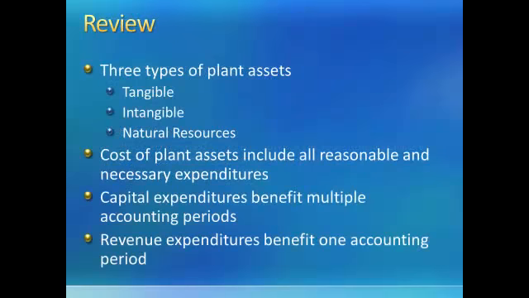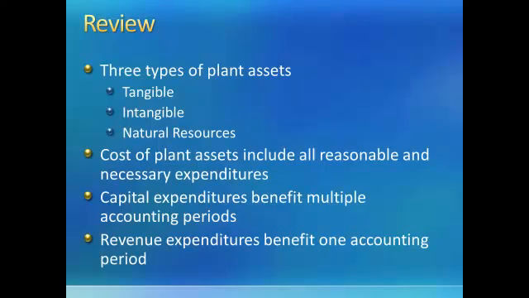In review, there are 3 types of plant assets: tangible, intangible, and natural resources. Tangible assets are distinguished by having physical substance and benefiting multiple accounting periods. Intangible assets lack physical substance but also benefit multiple accounting periods. Natural resources are those sites that we acquire to extract natural resources.